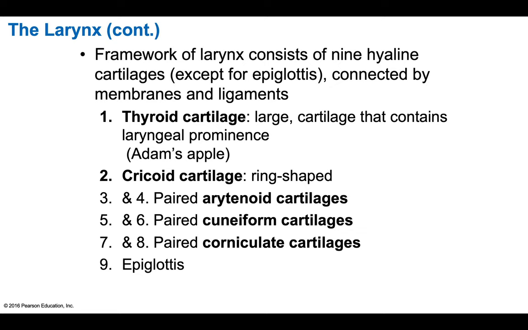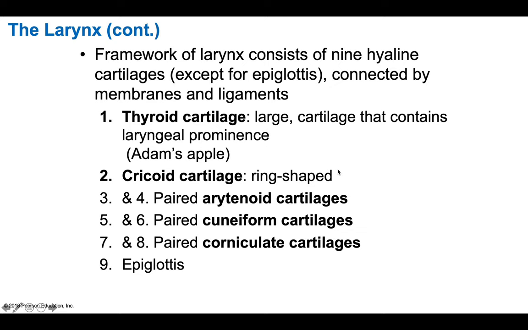The framework of the larynx is an arrangement of 9 cartilages connected by membranes and ligaments. All the laryngeal cartilages consist of hyaline cartilage, with the exception of the epiglottis. The thyroid cartilage, which takes on a shield-like shape, is formed by the fusion of 2 cartilage plates at the midline. At the anterior midline of the neck, we can observe the laryngeal prominence, more commonly known as the Adam's apple. The thyroid cartilage is typically larger in males than in females because the male sex hormone stimulates it to grow during puberty.